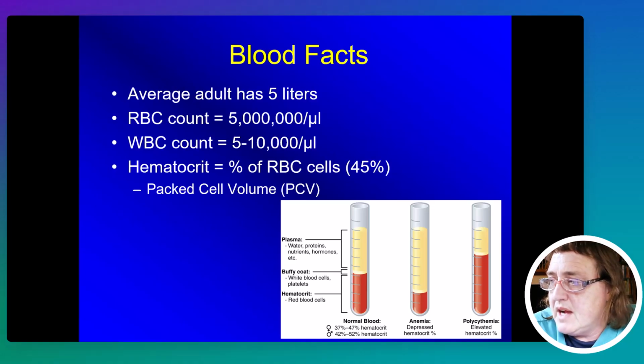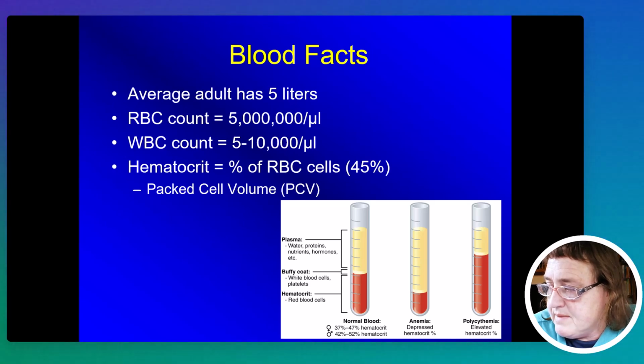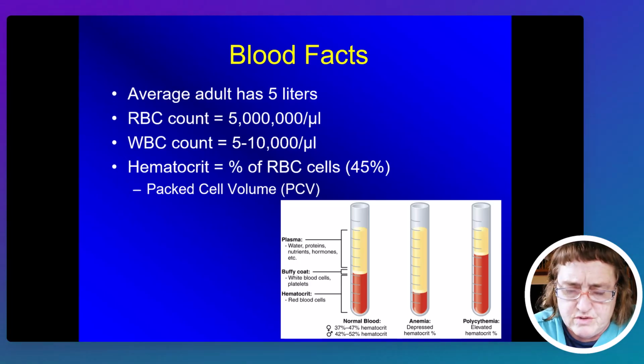Again, the amount of red blood cells should be about 45%. It's also sometimes called your packed cell volume, and this is what they measure to determine if you're anemic. Women who have less than 37% red blood cells are anemic, and men under 42. Women are more likely to be anemic because we lose blood during menstruation.